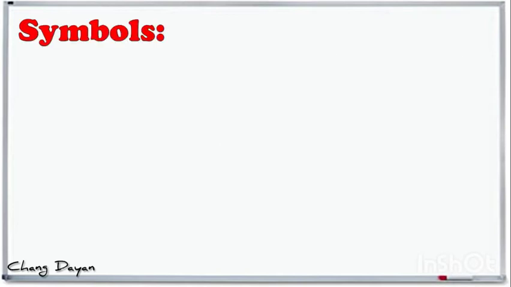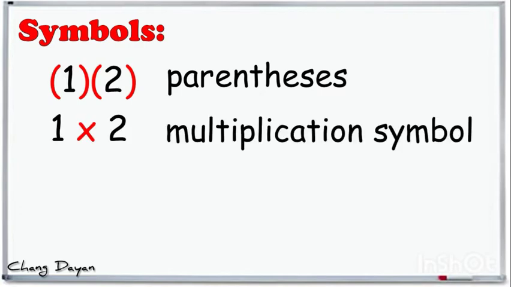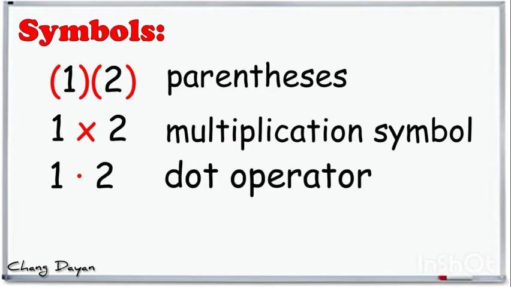Alamin muna natin ang symbols ng multiplication. Una ay ang parenthesis. Second ay ang multiplication symbol. And then last is the dot operator. In other books, they call this one as bullet operator.